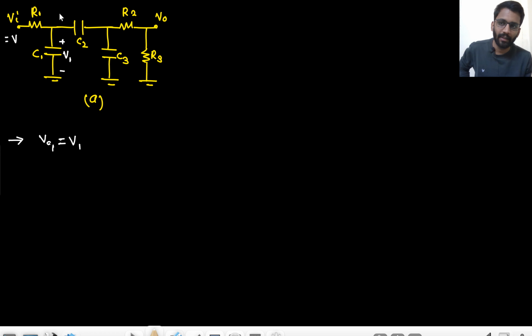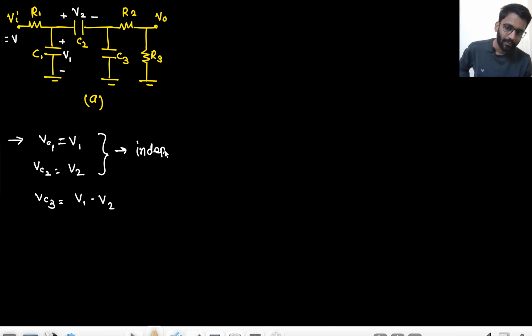I have to give some independent voltage to VC2 as well. So let's just assume I am giving V2 voltage. So VC2 is V2. Now you can write VC3 in terms of V1 and V2, right? So VC3 is V1 minus V2. So these are independent voltages, and this is a dependent voltage, right? This is depending on the voltage of VC1 and VC2.